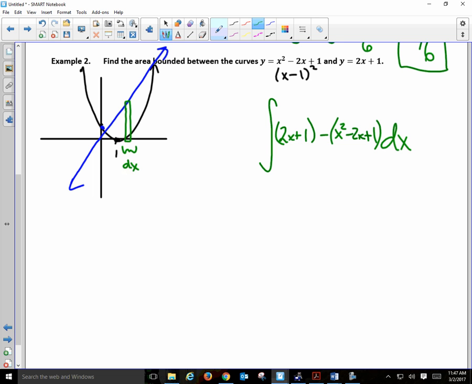And I just need some bounds now. Anybody got some good ideas? 0 would be 1. Let's do it by hand. What am I looking for? The intersection point. And I'll solve for the intersection point by simply setting them equal to each other.